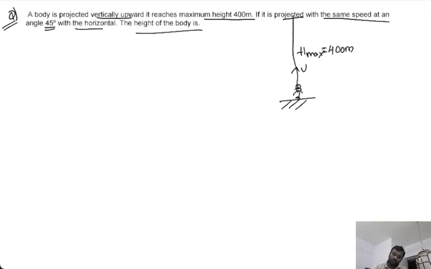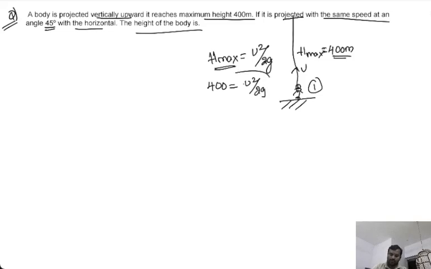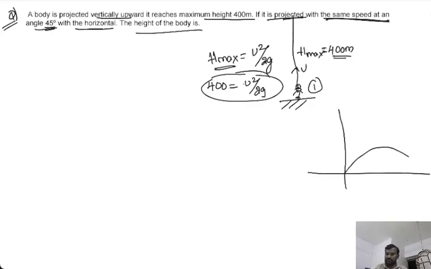So here, first, in this diagram, h max is equal to u square by 2g. Here the h value given is 400 meters. Then 400 meters is equal to u square by 2g. First note this point. In the second case, it is projected with the same speed at an angle 45 degrees with the horizontal. So the speed is the same, the u value is the same.